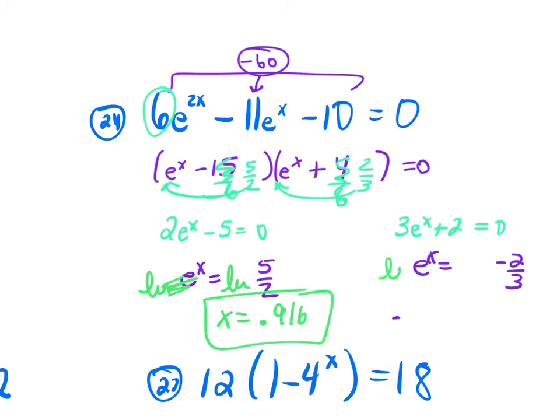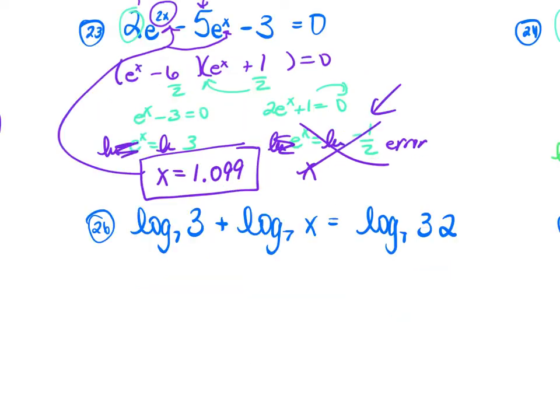And then here, natural log of both sides. When I take the natural log of a negative number, I get an error message in my calculator because you can't do that. So this one doesn't work. So you have one solution. That again, plug back in, make sure it works.